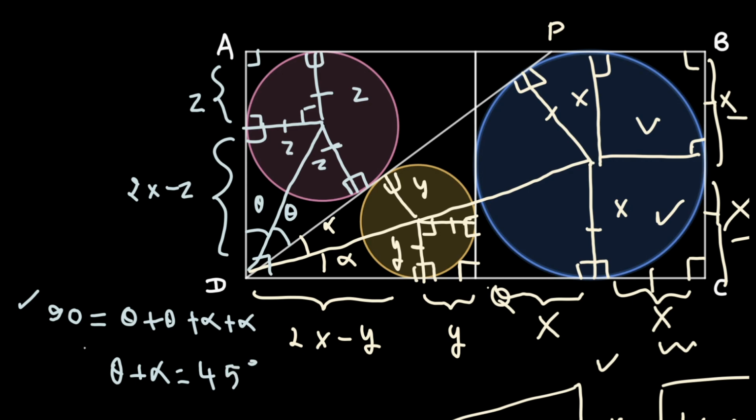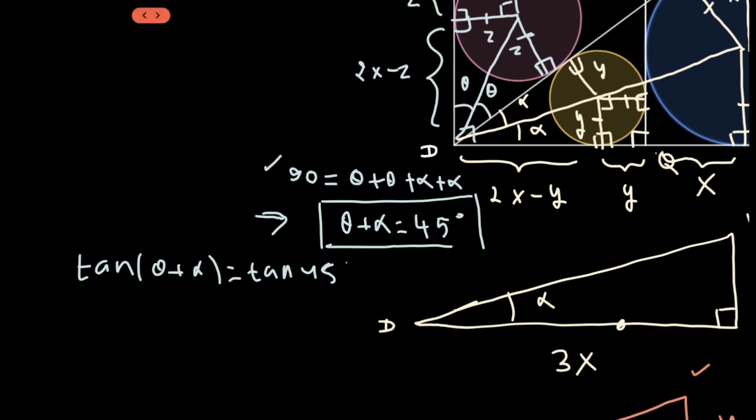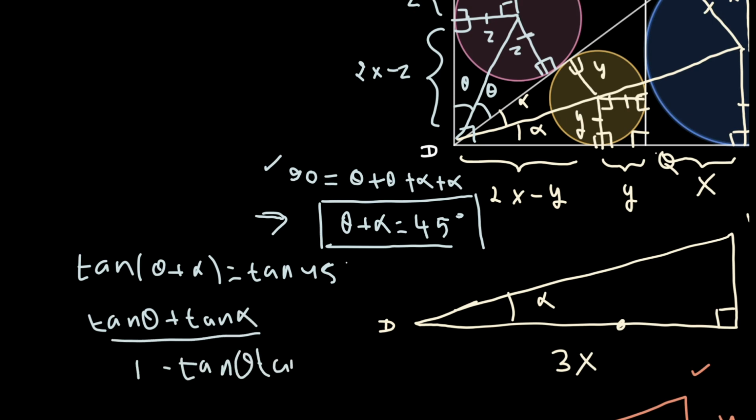So here we have got a nice relation between theta and alpha, that is addition of both is equal to 45 degree. Now what I will do is I will simply take tangent on both sides of this equation. Therefore, tangent of theta plus alpha would be equal to tangent of 45 degree. Now we know the identity of tangent of theta plus alpha, that is tangent of theta plus tangent of alpha divided by 1 minus tangent of theta tangent of alpha, and this is equal to tangent of 45 degree, that is having a value 1.